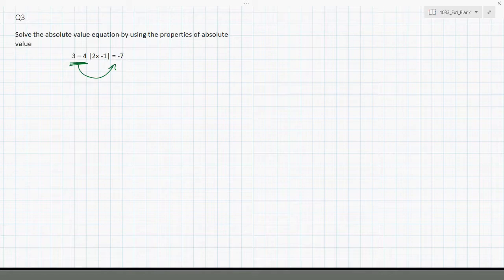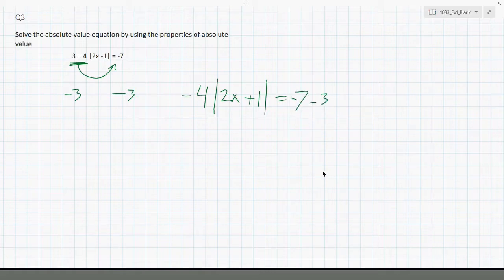First thing we've got is a 3 sitting out there by himself, so we're going to subtract 3 from both sides, and that's going to give us negative 4 times the absolute value of 2x plus 1 equals negative 7 minus 3, which goes to a negative 10, equals, and at that point, plus 1? Why? Oh, because I wasn't reading. Thank you.